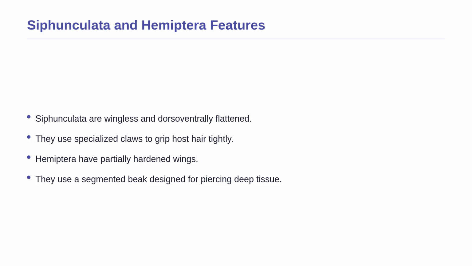Moving on to the next two orders, we see even more specialized adaptations. Siphunculata, the sucking lice, are also wingless like fleas, but they are dorso-ventrally flattened, meaning they are flat from top to bottom. They are equipped with specialized claws that allow them to grip host hair tightly, making them excellent permanent residents on a host. Hemipterans, the true bugs, are built differently.